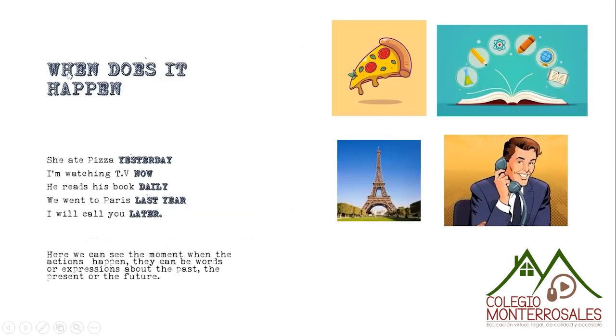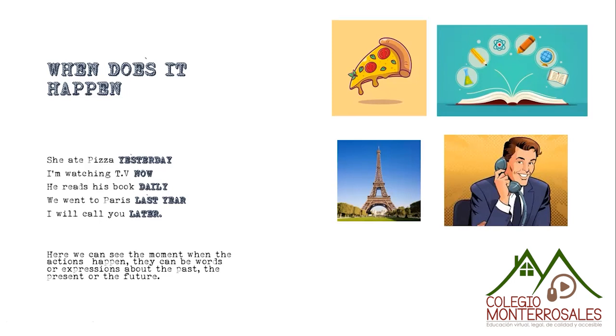First of all, we have when does it happen? So let's read our examples and then you will tell me if you can find the adverb of time or not. Okay, so number one, she ate pizza yesterday. Can you tell me what is the adverb here? That's right. If you said yesterday, that's the adverb. She ate pizza yesterday. When did she eat pizza? She ate pizza yesterday.